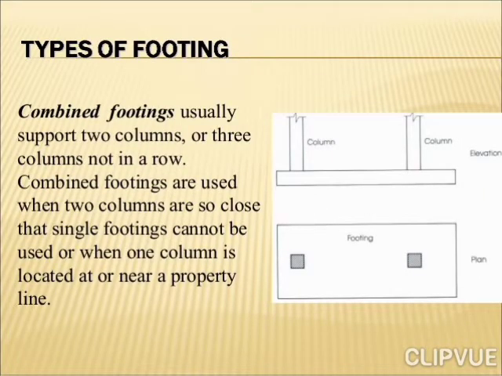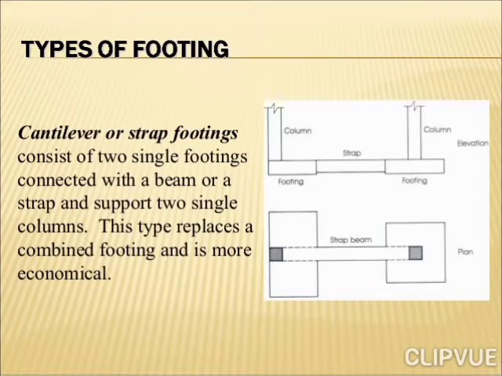Combined footings usually support two columns or three columns not in a row. Combined footings are used when two columns are so close that single footings cannot be used, or when one column is located at or near a property line. Cantilever or strap footings. These consist of two single footings connected with a beam or a strap and support two single columns. This type replaces a combined footing and is more economical.